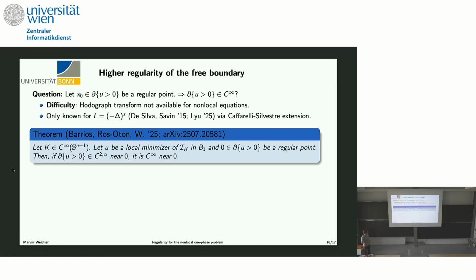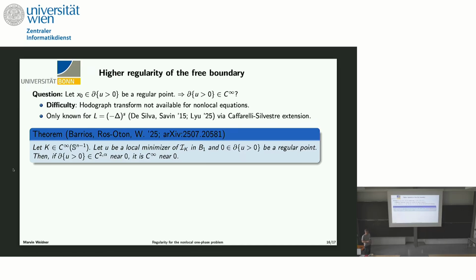What we prove is a result that holds true for all kernels, so we don't need to put just the fractional Laplacian, we just put the general kernel K. However, we are only able to prove at this point that when the free boundary is C^{2,α}, then it's C^∞. Okay, so in the one-phase problem, there's this additional difficulty to go from C^{1,α} to C^{2,α}.